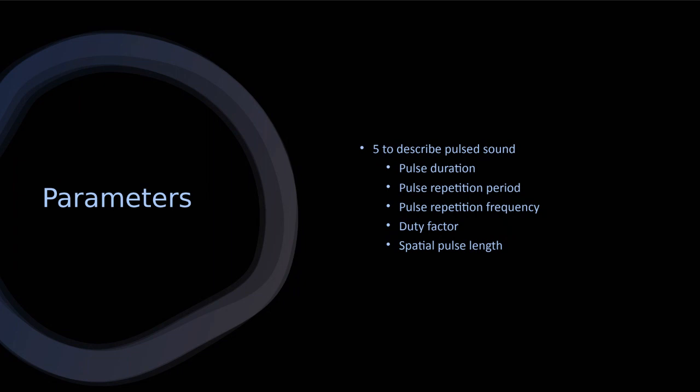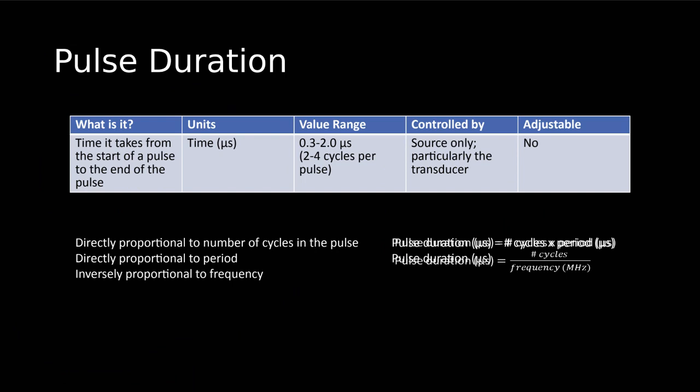We do so by our 5 parameters. So we have pulse duration, we have PRP, which is pulse repetition period, we have PRF, which is pulse repetition frequency, we have duty factor, and then we have spatial pulse length. So we have 7 parameters for acoustic sound waves, right? Just talking about sound waves in general. And then we have 5 additional parameters to describe pulsed sound for ultrasound. Let's talk about our first one, pulse duration.